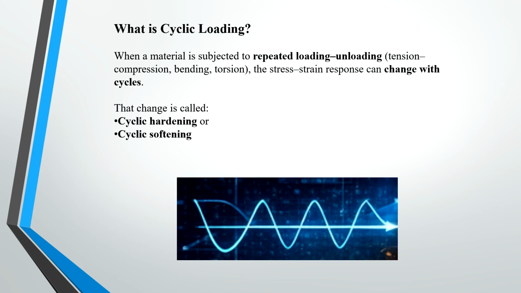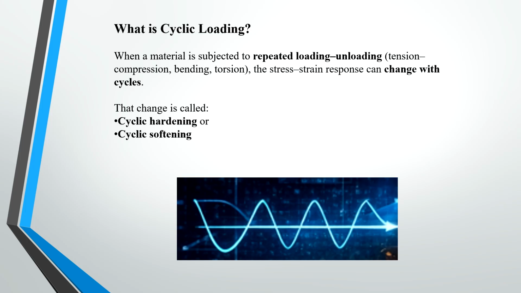So, let's talk about what is cyclic loading. Cyclic loading in the sense when a material is subjected to a repeated loading or unloading, whether it is tension, compression, bending, torsion, any type of loadings, which is a repeated loading and unloading. The stress and strain response can change with the cycles. So what are the changes we observe? One is cyclic hardening and cyclic softening. These are the two changes we observe when there is repeated type of loadings and unloadings.